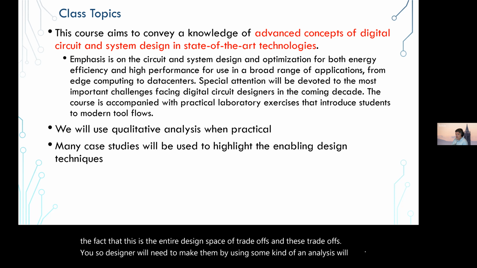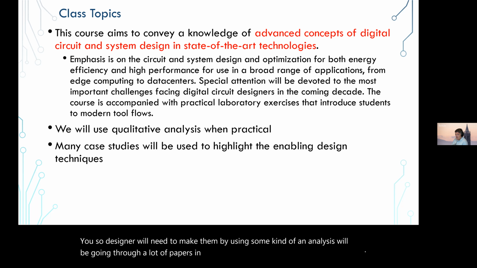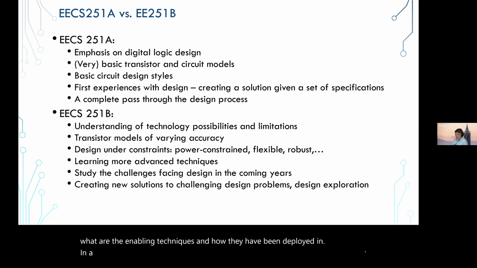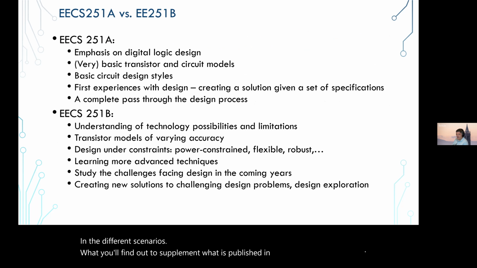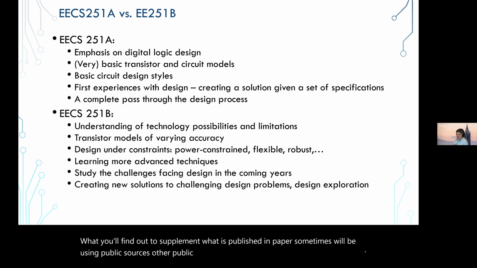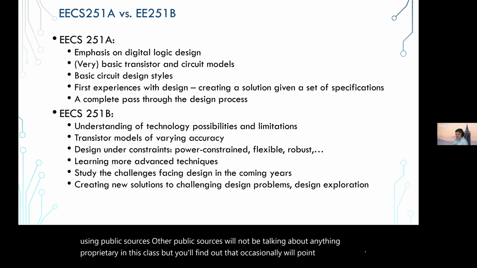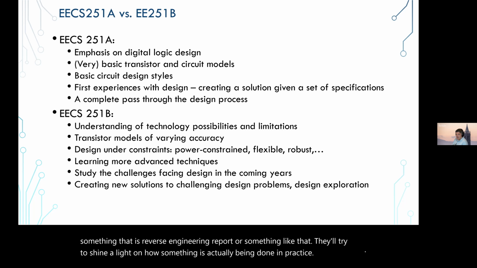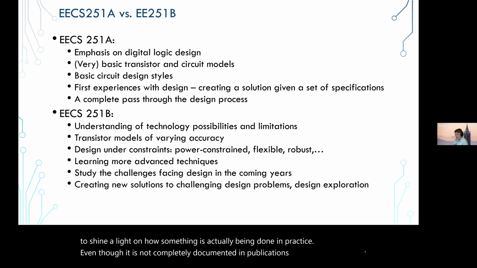We'll be going through a lot of papers in this course, and we'll be using them to highlight the enabling techniques and how they have been deployed in different scenarios. To supplement what is published in papers, sometimes we'll be using other public sources. We'll not be talking about anything proprietary in this class, but you'll find that occasionally we'll point to something like a reverse engineering report. We'll try to shine a light on how something is actually being done in practice, even though it is not completely documented in publications. However, our ground truth will still be papers.